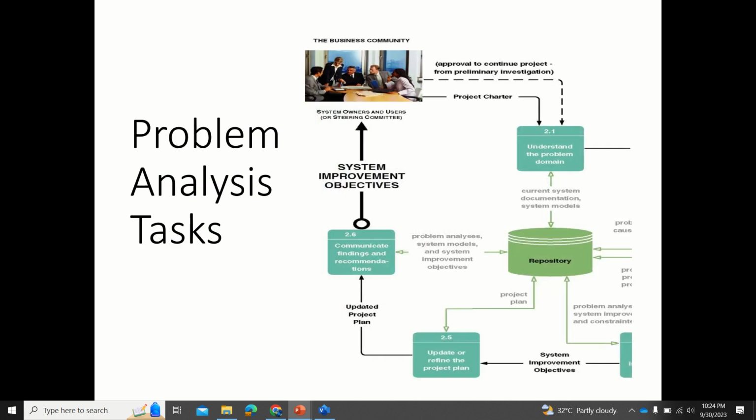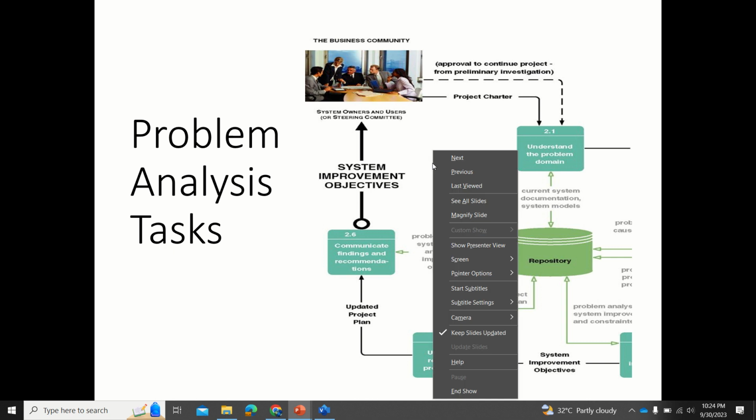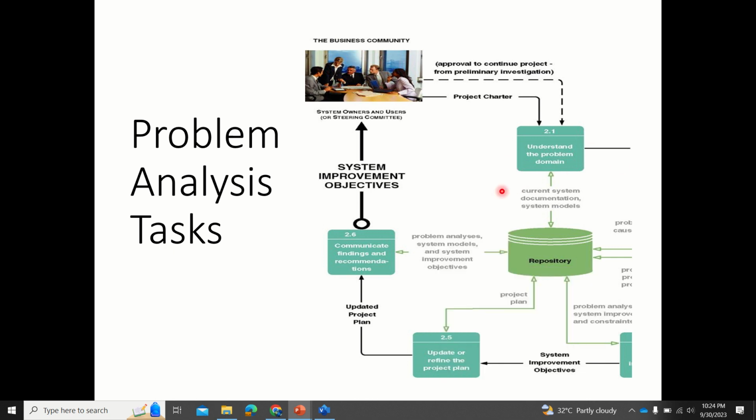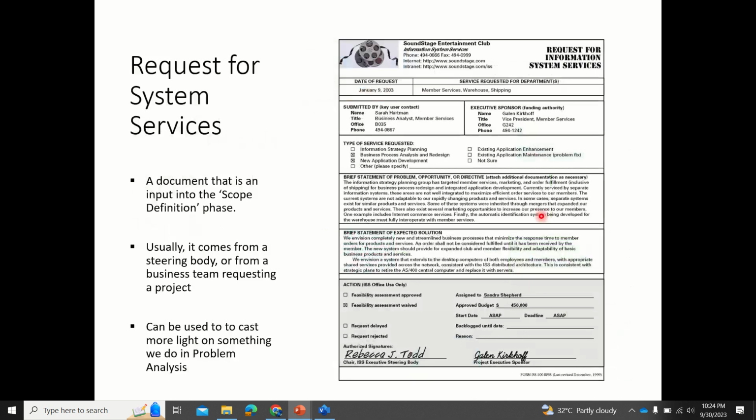There are various tasks which you already know. We need to understand the problem domain. Then we have to do the system analysis. Then we need to gather the requirements. Then we need to update the problem if we want. We will keep doing all these steps in an iterative manner till we reach the desired system improvement.